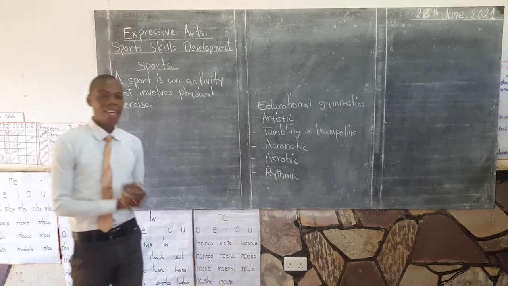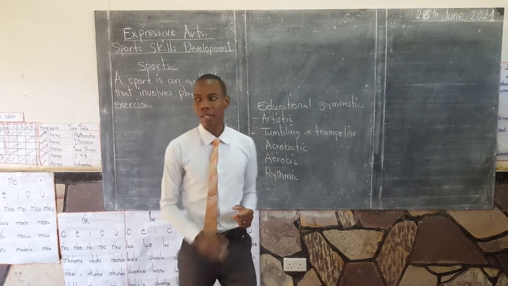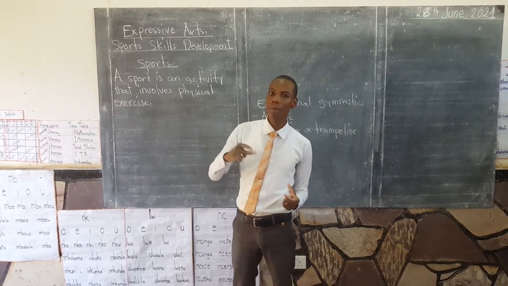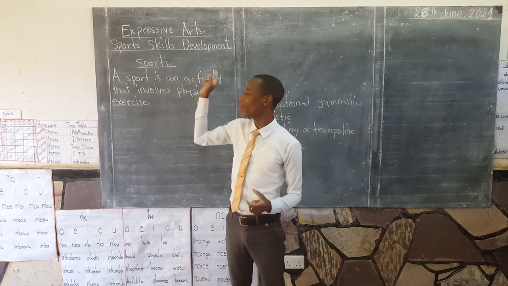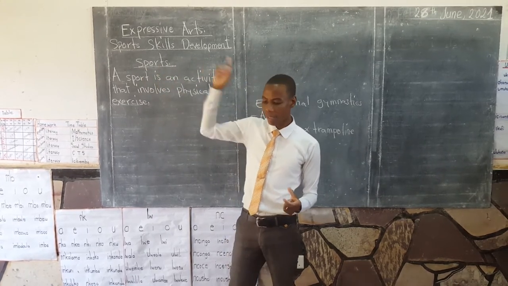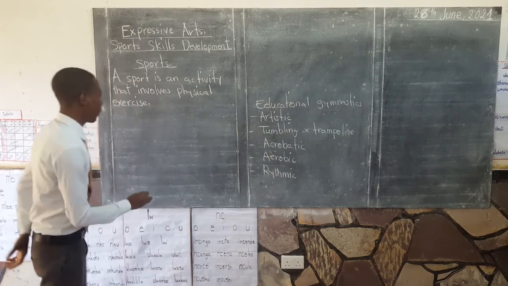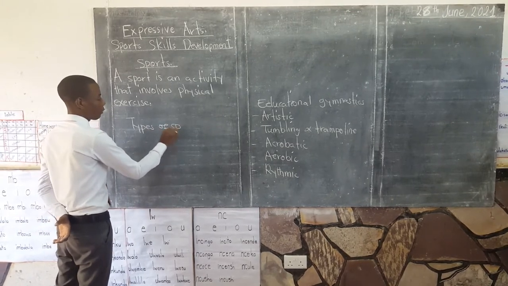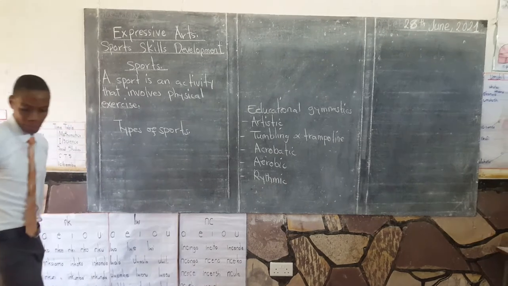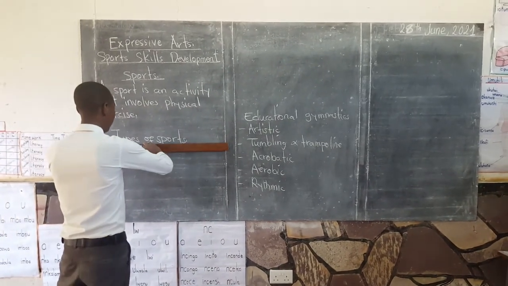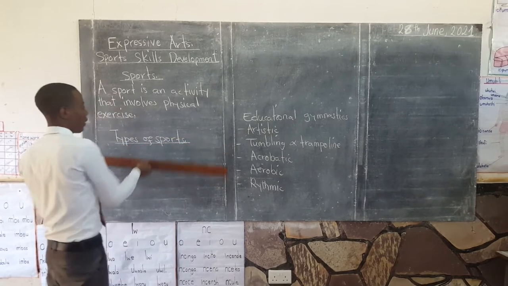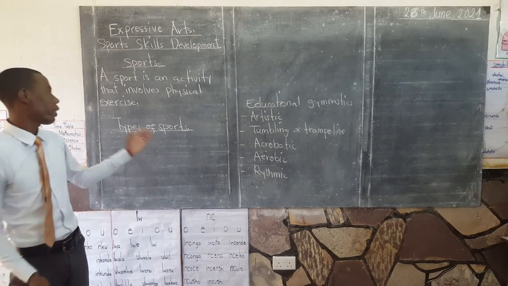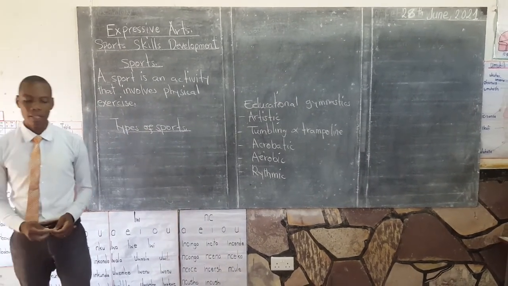Now, there are different types of sports. The same sports, in other ways we can call them games, okay? So in other books you will find that they have used the word games. So let us look now at the types of sports. These sports that we are talking about come in three types. There are three types of sports or games that I want us to look at.